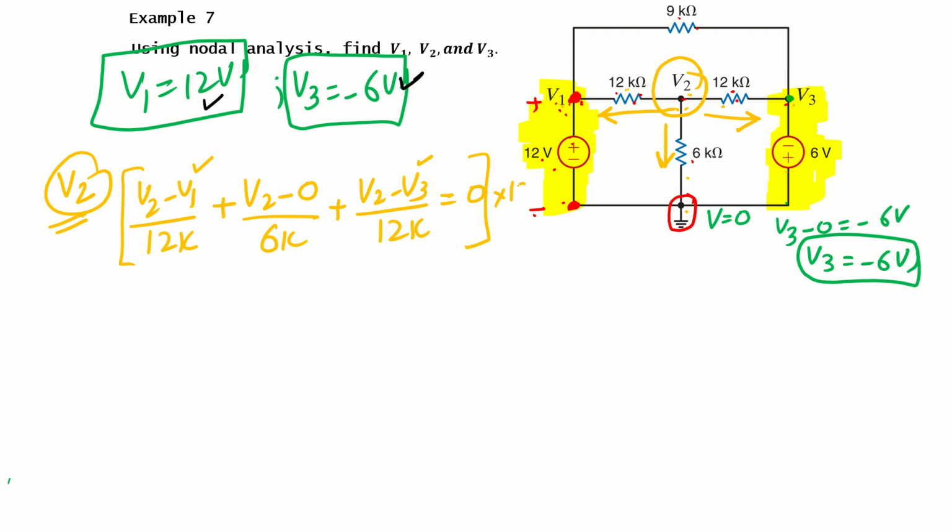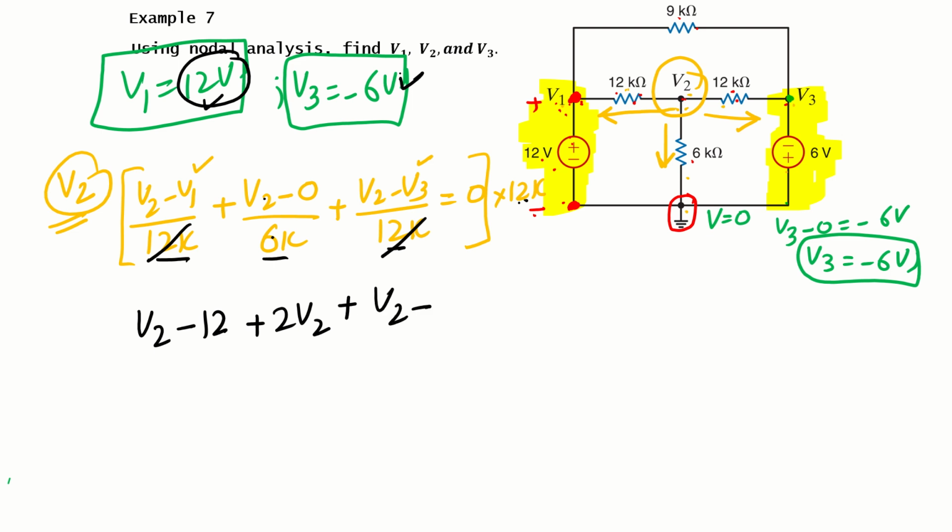So multiply this whole equation with 12K. Why 12K? We need to use the lowest common multiple of all the denominators. We have 12, 6 and 12, so we can use 12K here. So 12K multiplied with 12K cancelled. So we have V2 minus V1. What is the value of V1? Let's put it here, 12. Again plus 12K divided by 6K, that will be 2. So 2 times V2. Again plus, 12K, 12K cancelled, V2 minus V3. What is the value of V3? We have minus 6. So we can put minus 6, is equal to 0.